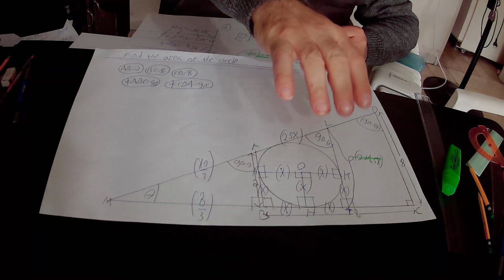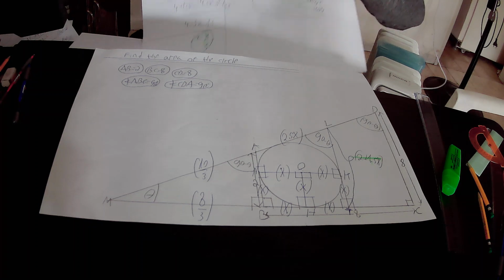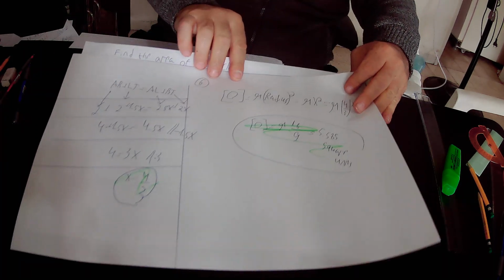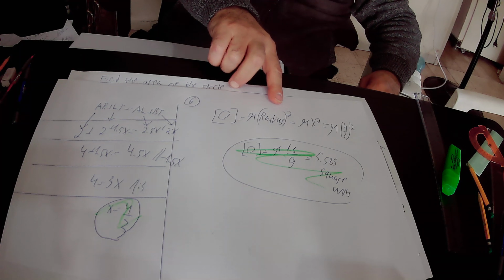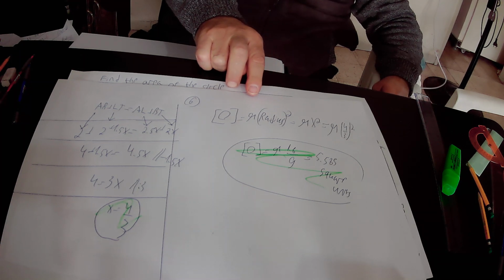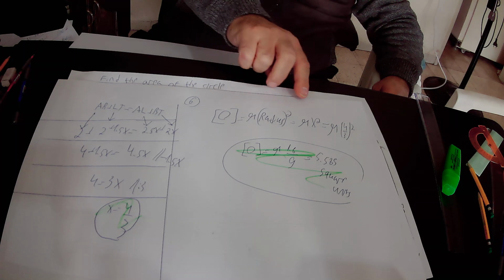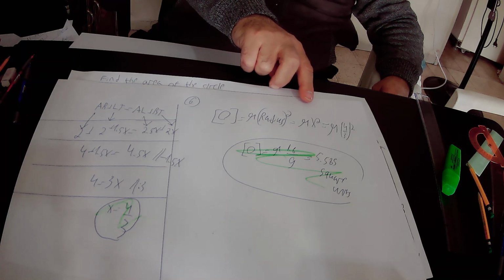Our mission is to find the area of this circle. We know that the area of any circle equals pi times the radius of the circle squared. Therefore, the area of our circle equals pi times the radius squared. The radius is x, therefore the radius squared is x squared. So the area of our circle is pi x squared.